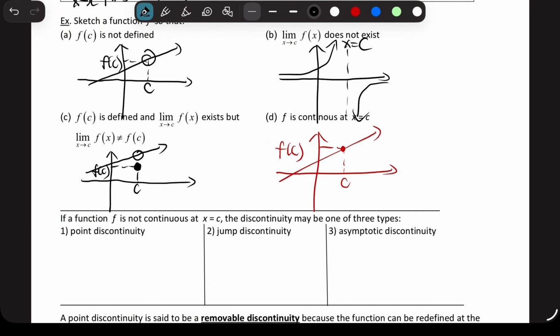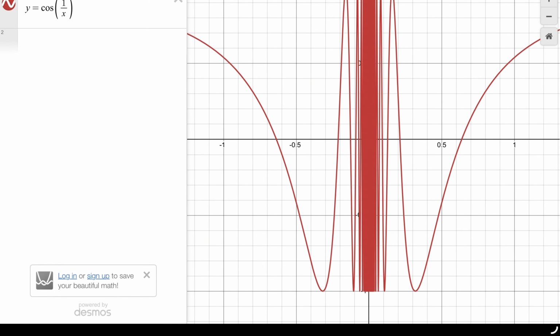There's also another type of discontinuity called crazy oscillation. One famous example is y equals cosine of 1 divided by x. Let me show you what it looks like on Desmos. This is y equals cosine of 1 over x. This is discontinuous because it's always oscillating. The right limit and the left limit are always changing. They're not equal to each other. That's why it's discontinuous. But it's not important in our topic, so we can skip it.